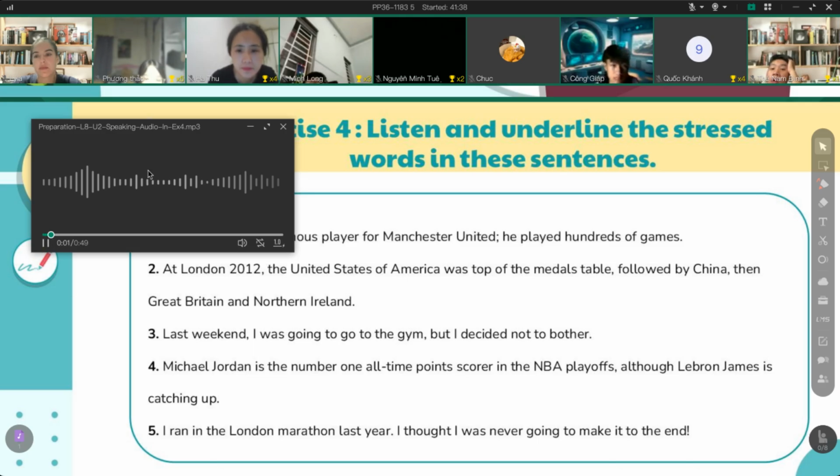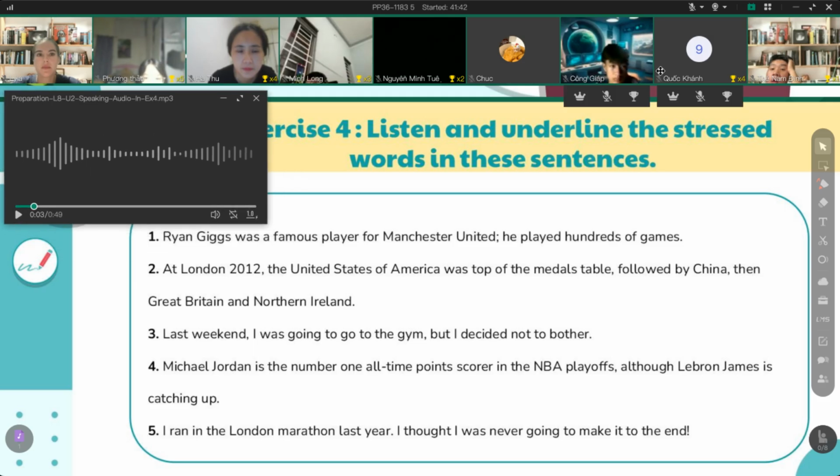One. Ryan Giggs was a famous... I will play you this sentence 3 times so that you can go through number 1 and then underline the stressed words. Number 2, underline the stressed words, okay?